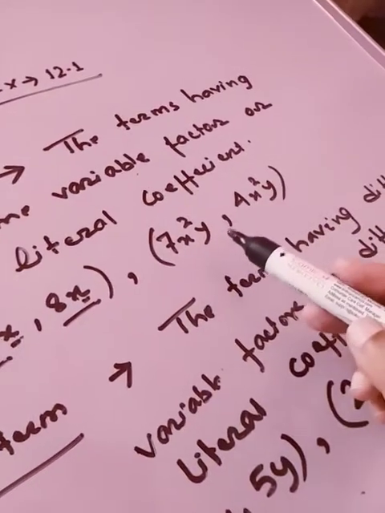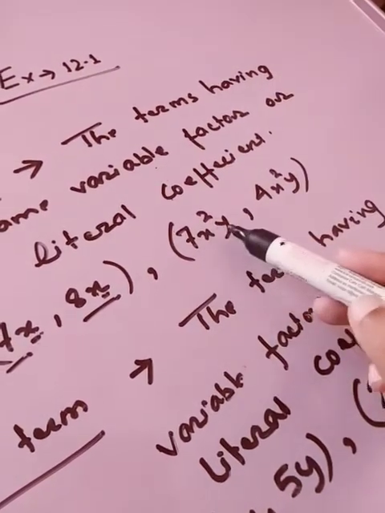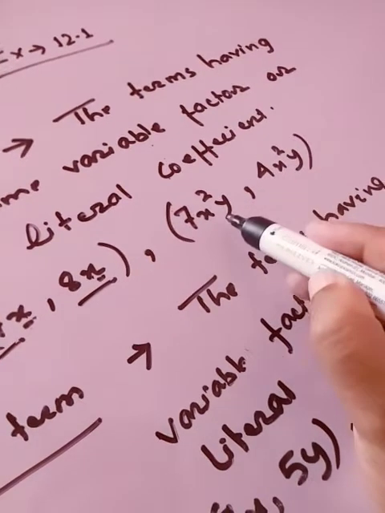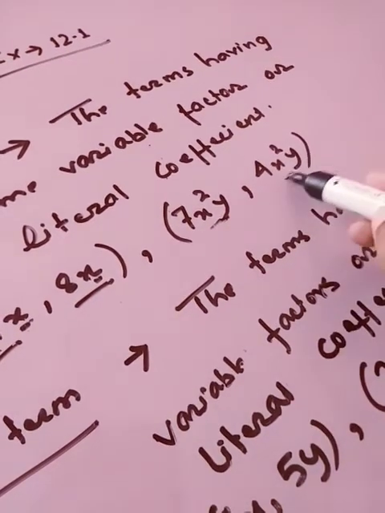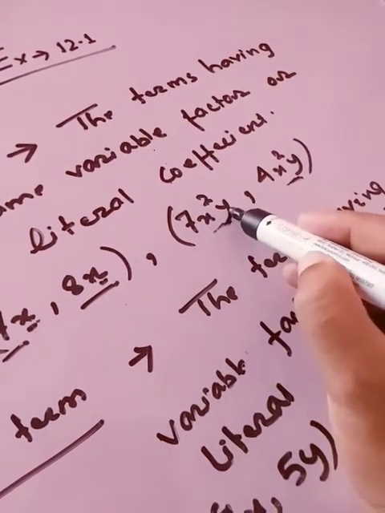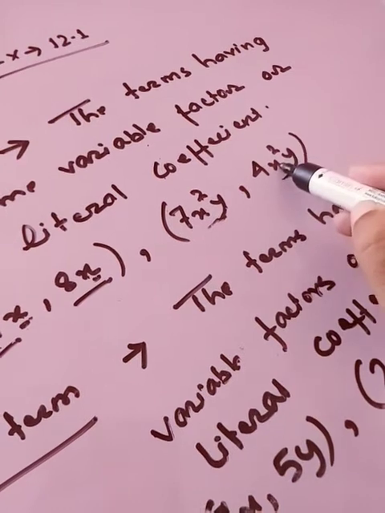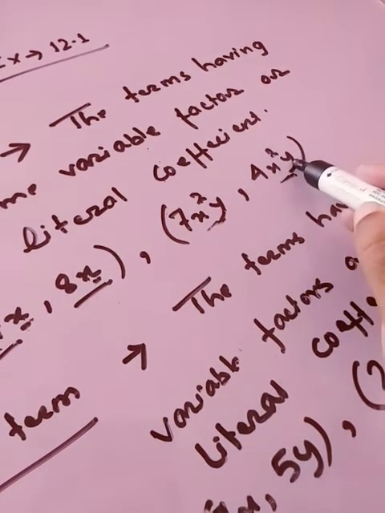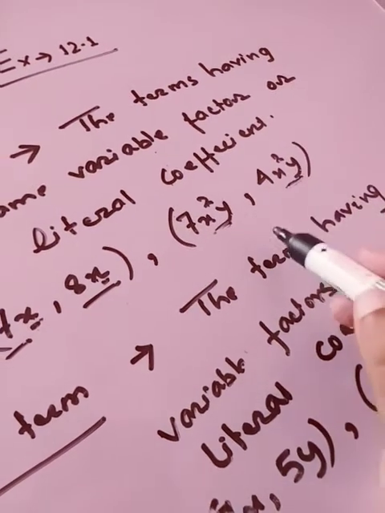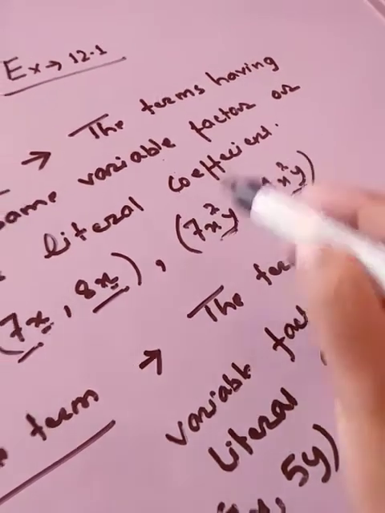Similarly, in this example you see 7x square y and 4x square y. So you see, consider these variables or the literal coefficients, these two are same. How many x are there? 2. How many y are there? 1. Out here, how many x are there? 2. How many y are there? Only 1. So these two variables are matching.